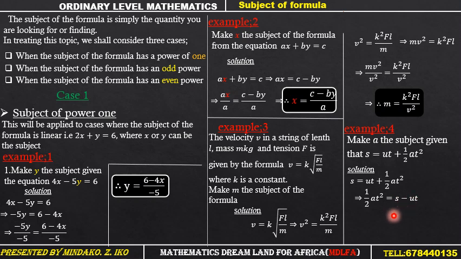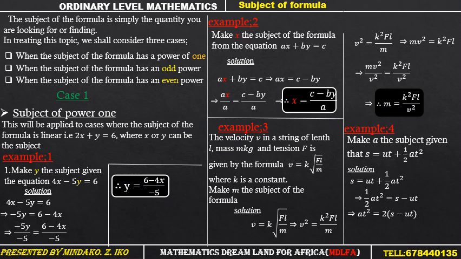Now we are going to multiply everything by 2. If we multiply here by 2 and multiply the other side by 2, this 2 will cancel with the other 2 multiplied here, and the other 2 will stay on the right hand side of the equation. So we are going to have at squared equals 2 times s minus ut. Okay, so that is it.